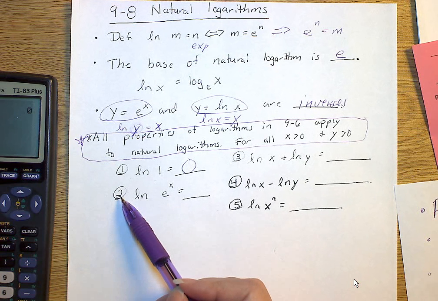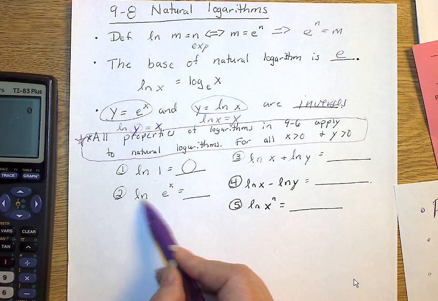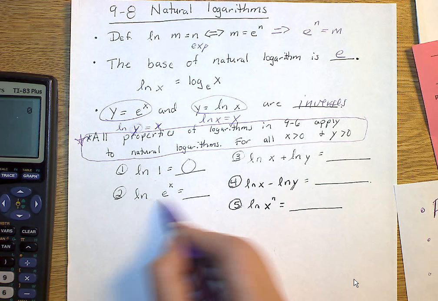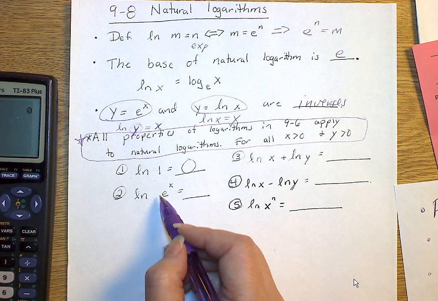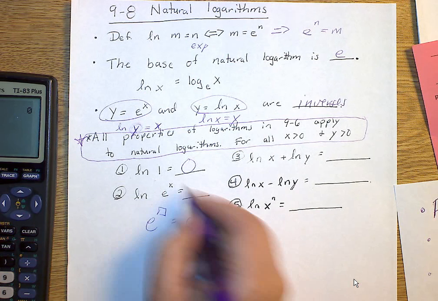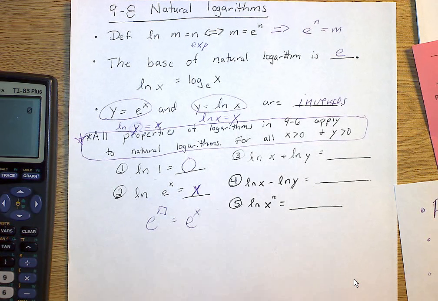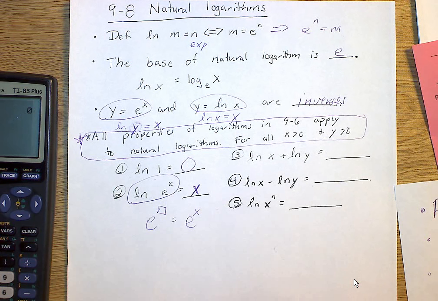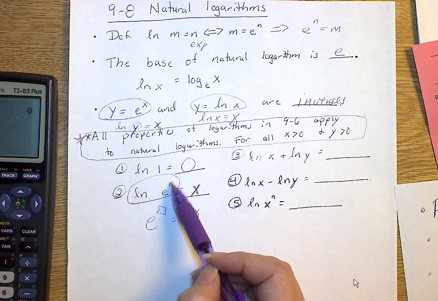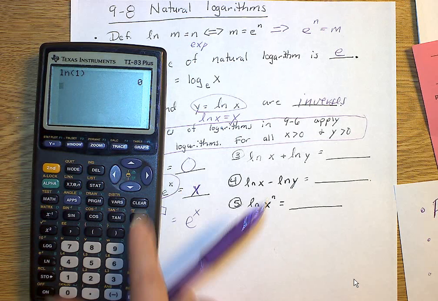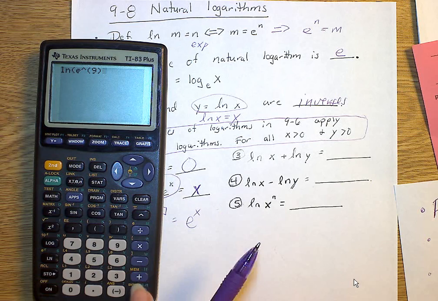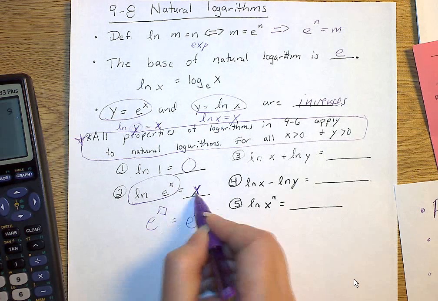The second property says ln of e to the x. So what is the answer here? If you don't see it, it's saying e to the what equals e to the x. That is going to be x. Now, on your homework, you can always just throw that in. If this was a 9 here, the answer would be 9, but you could throw in ln of e to the 9th and you're going to get 9. So you don't have to memorize that. You can always just throw it in.